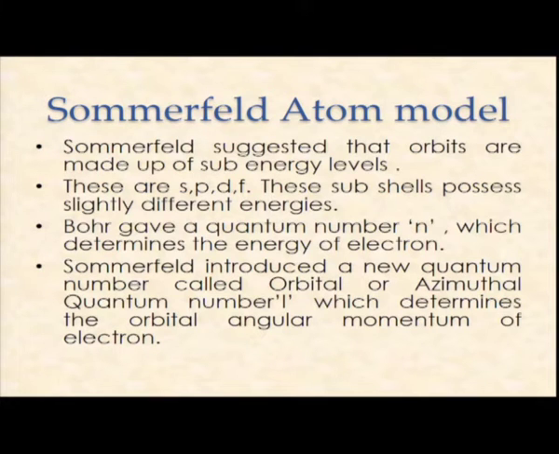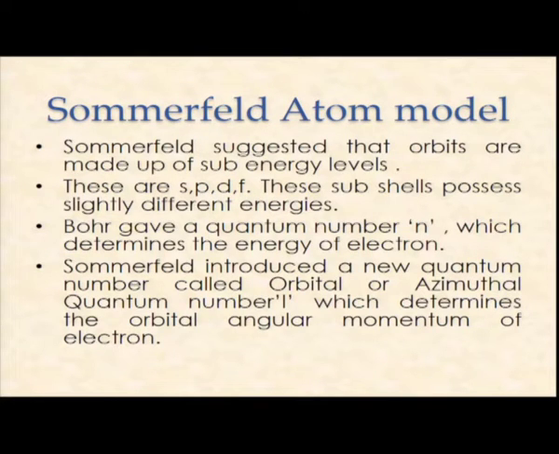If you are asked to write the electronic configuration of an atom, automatically you will go for 1s2, 2s2, 2p6, 3s2, like that. So those S, P, D, F are proposed by Sommerfeld. These sublevels possess slightly different energies.